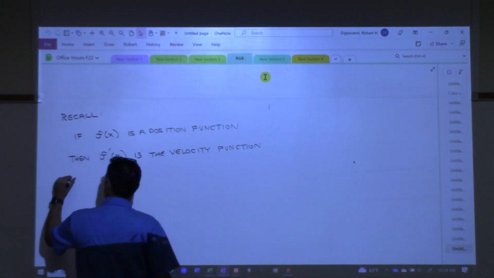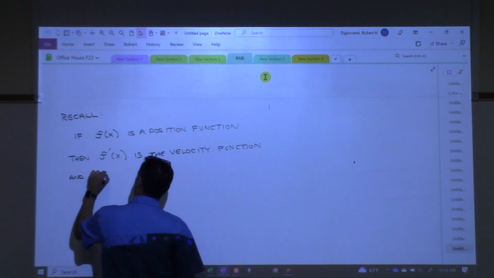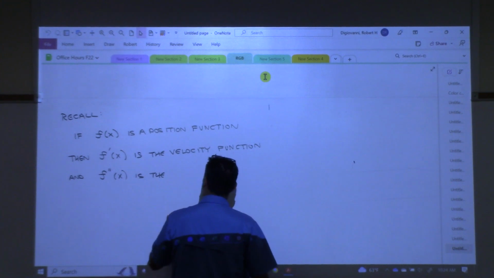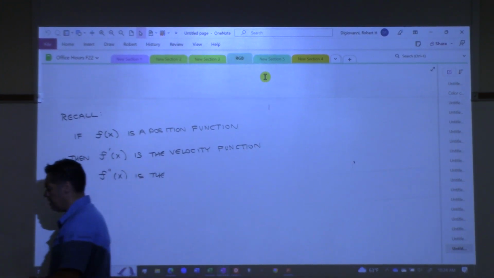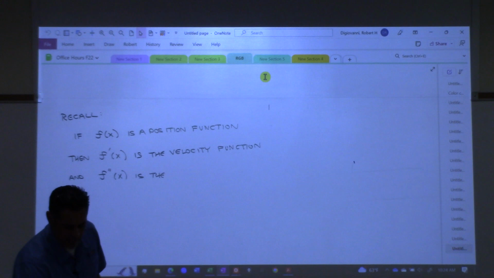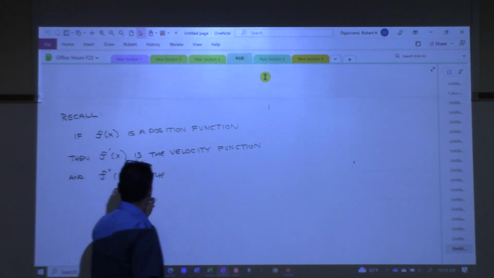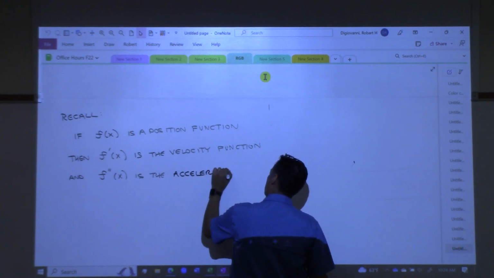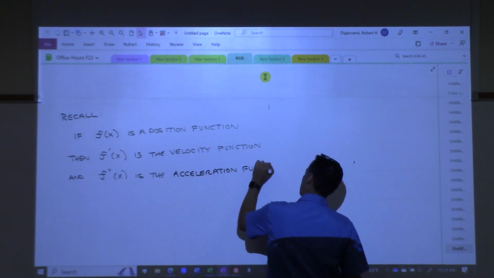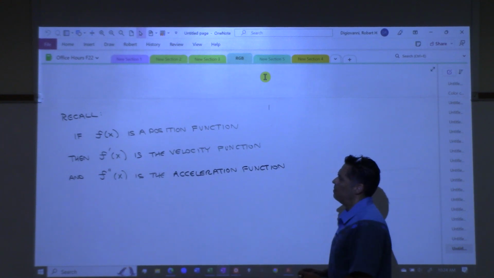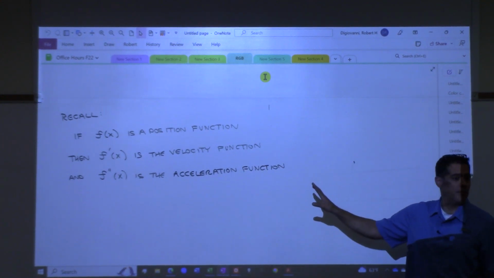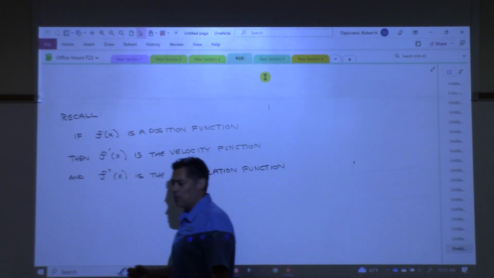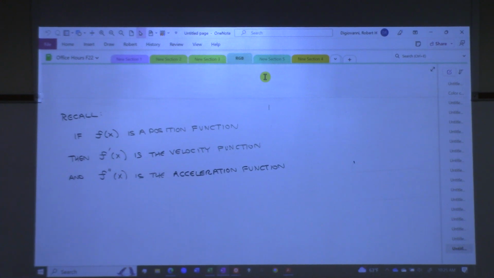And then the second derivative gives you what function? Y'all are looking at me like we didn't do this. Did we not do this? I feel like we did. Acceleration. Good. All right, this is a big takeaway from Cal 1. You have to know this. If you're given a position function, the first derivative gives you the velocity function, the second derivative gives you the acceleration function.